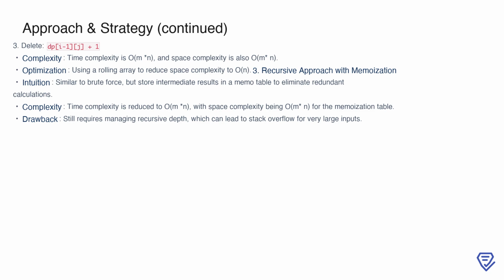To further optimize space usage, we can replace the full 2D table with a rolling array that only keeps the current and previous rows, reducing space complexity to O(n).